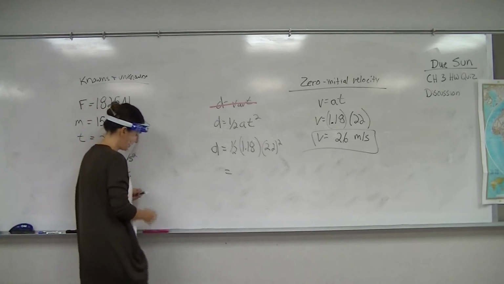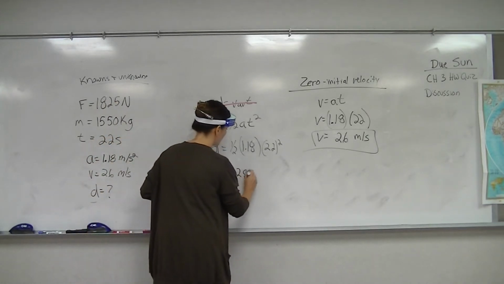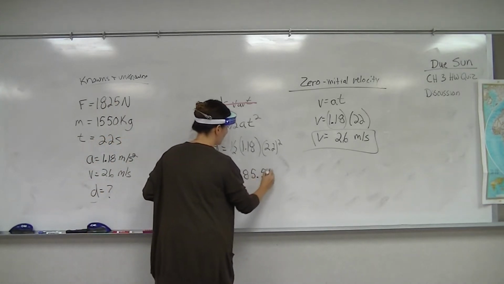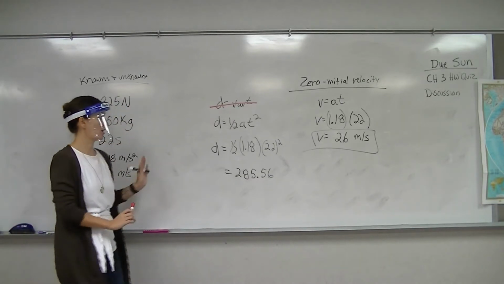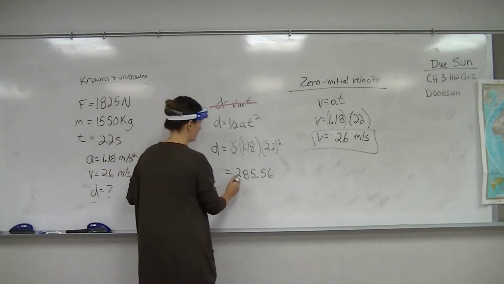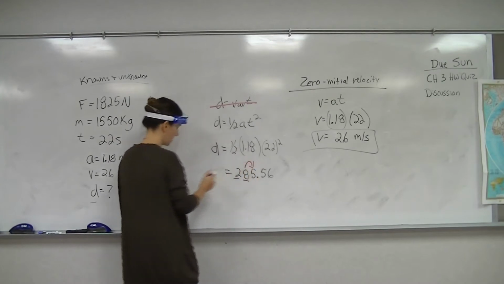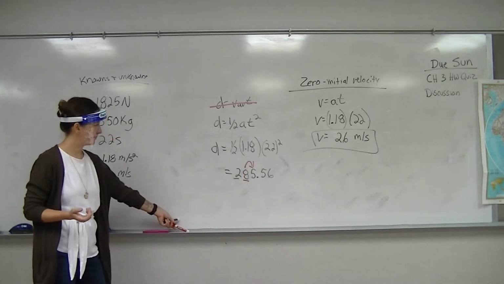So I have 285.56. This is one of those weird rounding ones. I said I just want 2 sig figs. So you start counting left to right, and you look at the number next to it. Does that stay at 8 or round up?